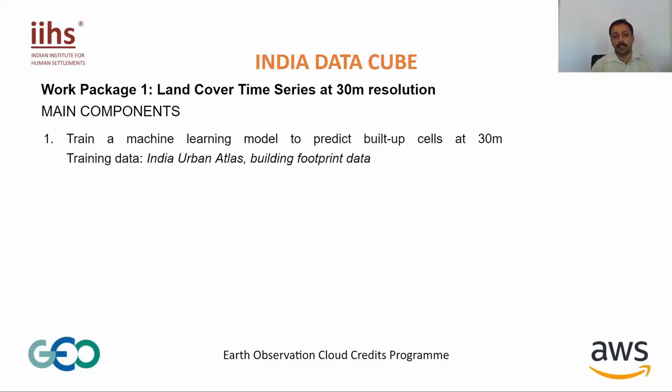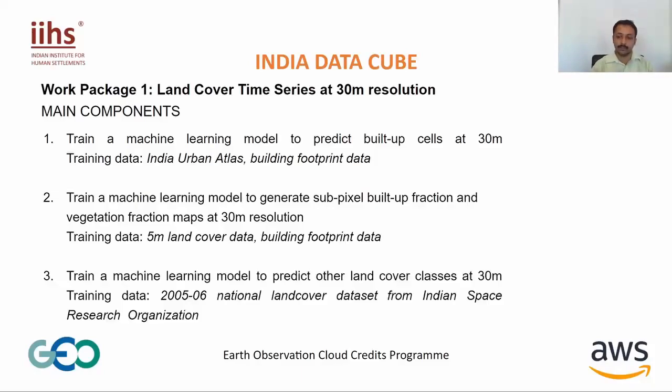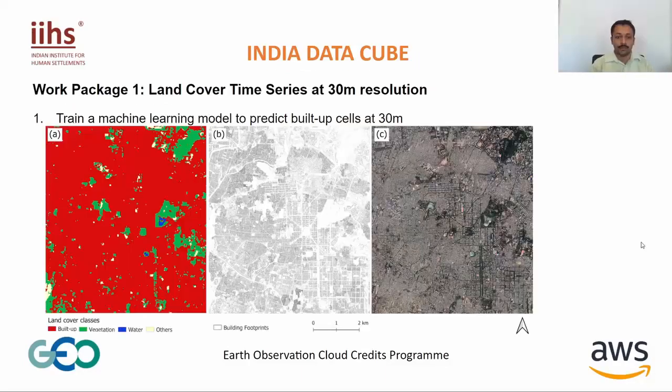1. A machine learning model which we train to identify the built-up cells at 30-meter resolution. 2. Generate subpixel built-up and vegetation fraction maps at 30-meter resolution. 3. Train a machine learning model to predict other land cover classes at 30-meter resolution using the 2005-2006 National Land Cover Dataset from the Indian Space Research Organization. Our first goal was to produce a built-up map at 30-meter resolution.